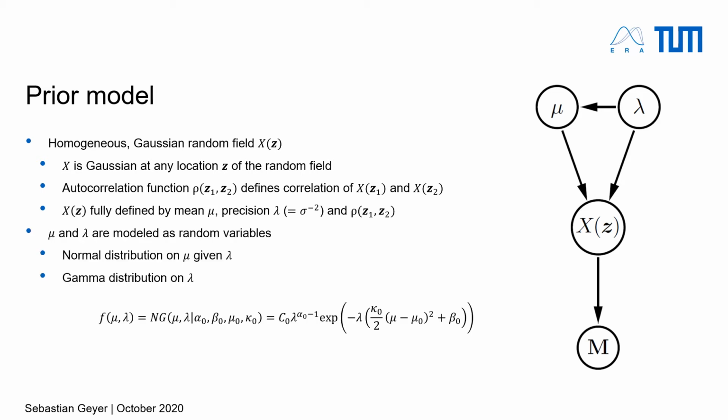Mu and lambda are modeled as random variables, where we have a normal distribution for mu conditional on lambda and a gamma distribution on lambda. At the bottom you see the PDF of the normal gamma distribution.